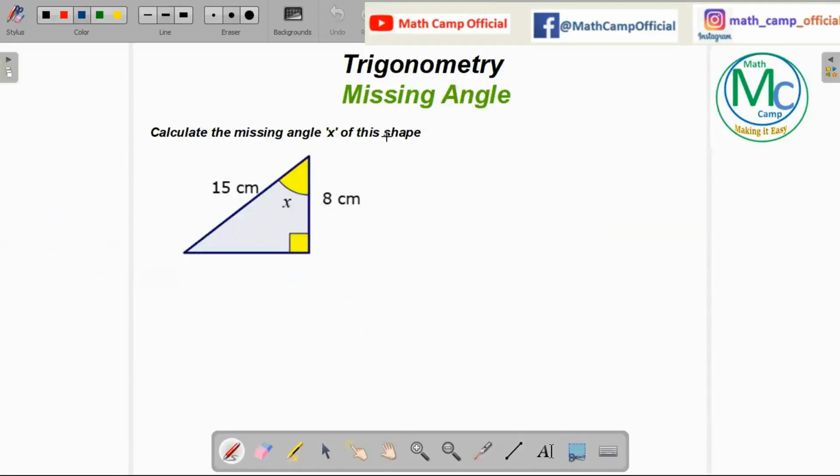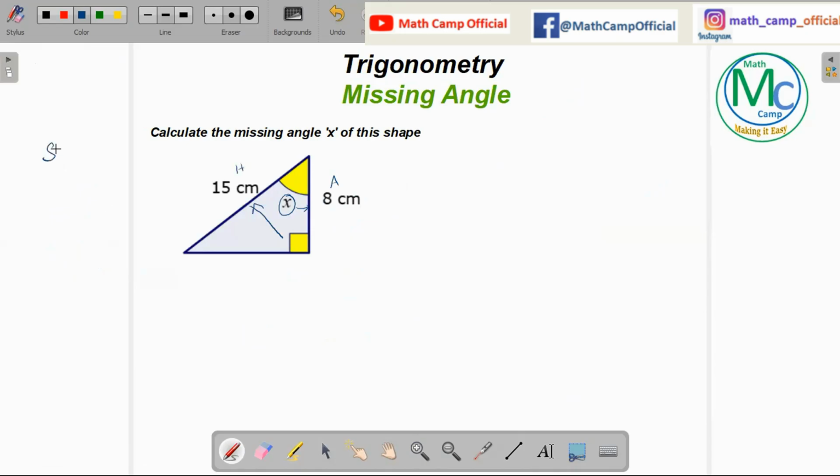Now here we have to find out the missing angle. So same thing, first, identify your theta. Theta is this, which is x, and again keep in mind theta is an angle which is not a right angle. According to this theta, this side will be labeled as the adjacent side, and this 15 is opposite to 90 degrees, so it is going to be the hypotenuse.